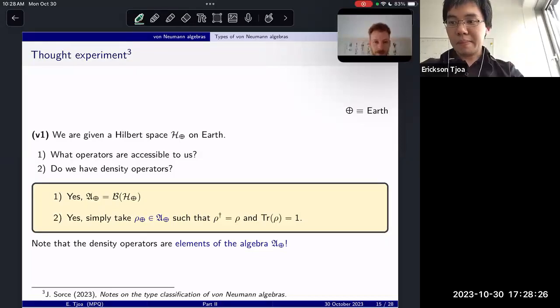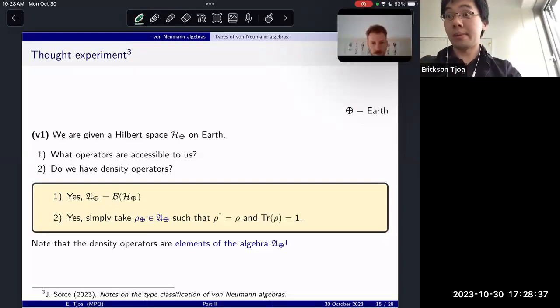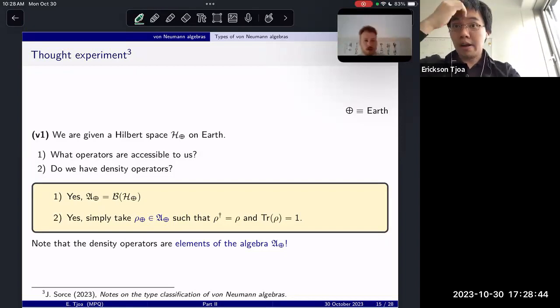So now that all the basic definitions are out, let me show you a thought experiment that I recently learned. And I think it is a very nice way of thinking about why we want to think about von Neumann algebras at all, even if you do this from a fundamental perspective. So version 1 of the thought experiment is that suppose I have a Hilbert space on Earth. Now, if we ask ourselves, what are the operators accessible to us, and do we have density operators?